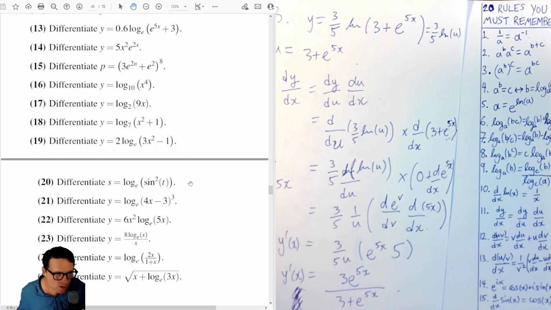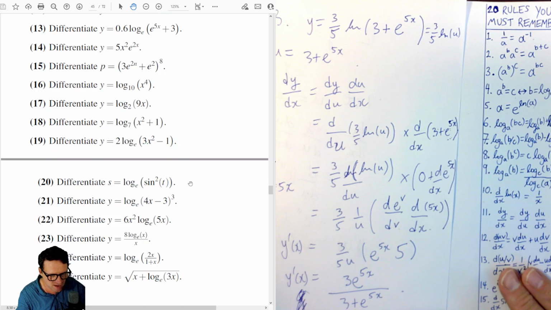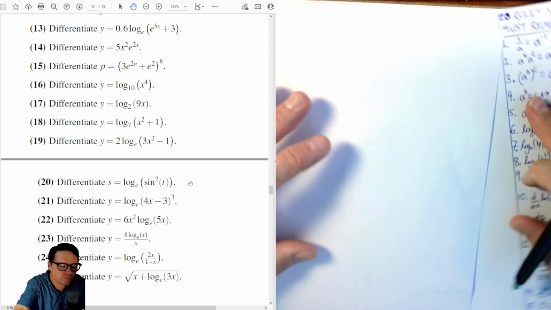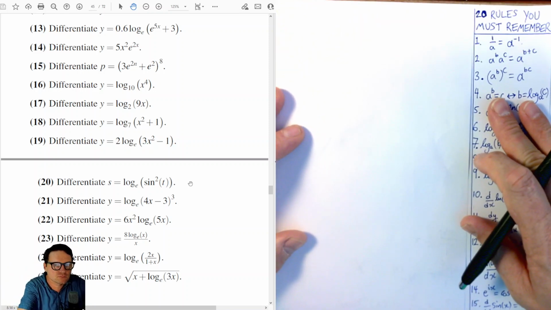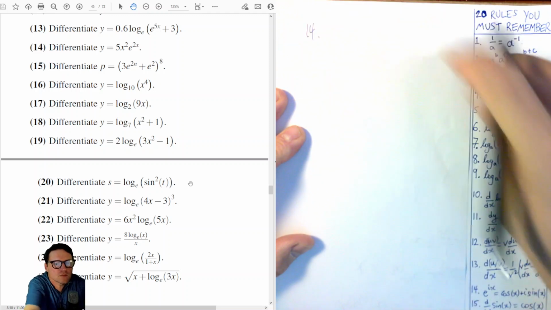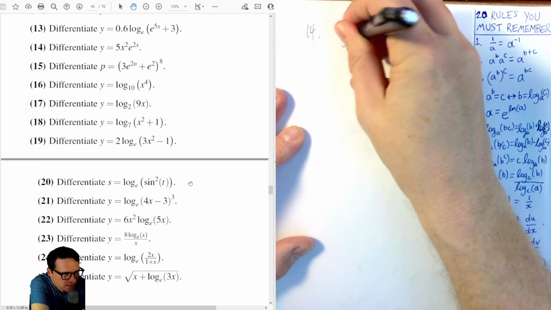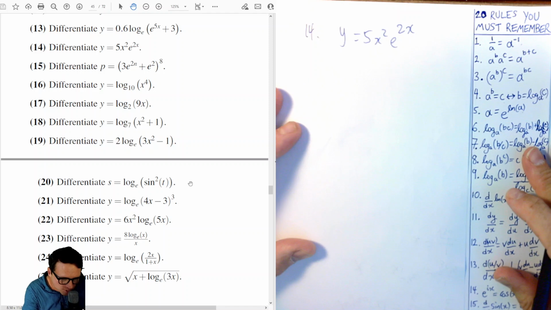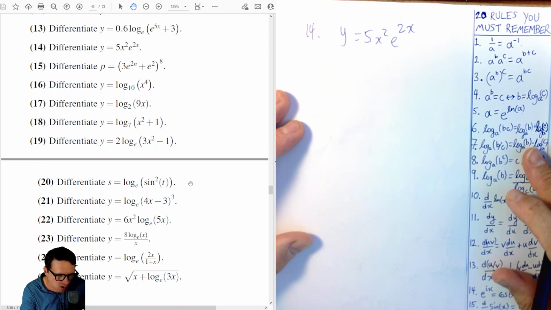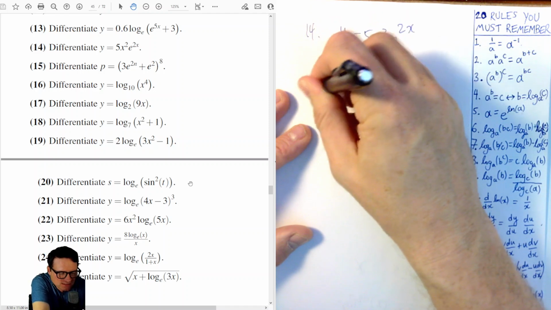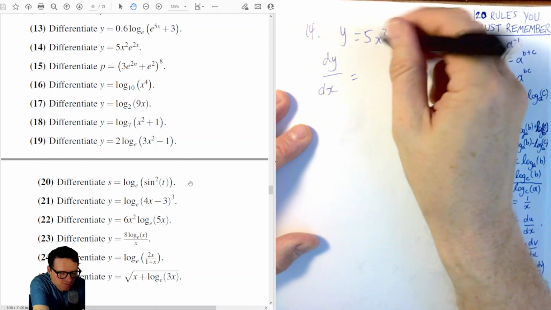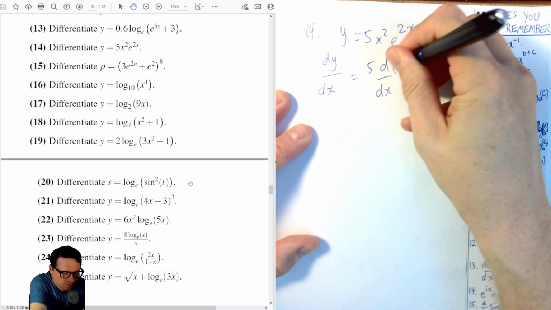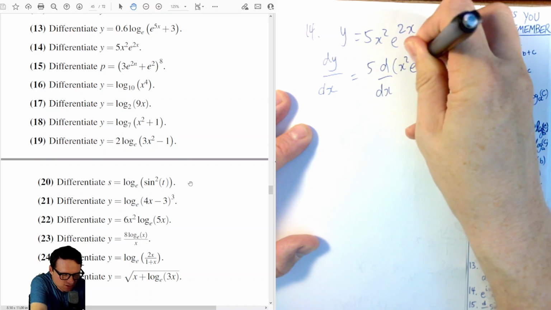All right, let's move on to question 14, where we have a product to differentiate. So y equals 5x squared e to the 2x. Now I'm going to apply d on dx, the differential operator, to both sides. So we have dy on dx, and remember the 5 comes right through that. So 5 d on dx of the product x squared e to the 2x.